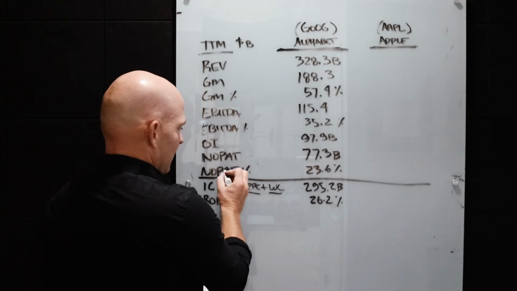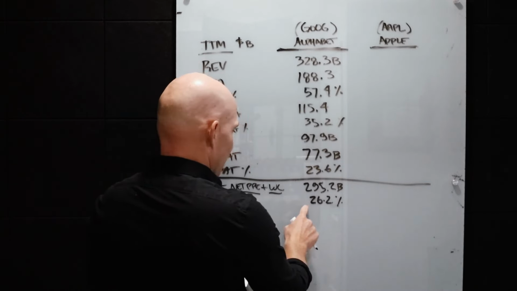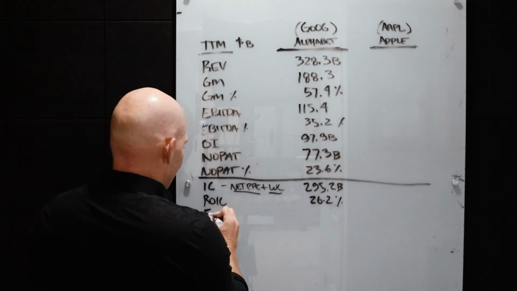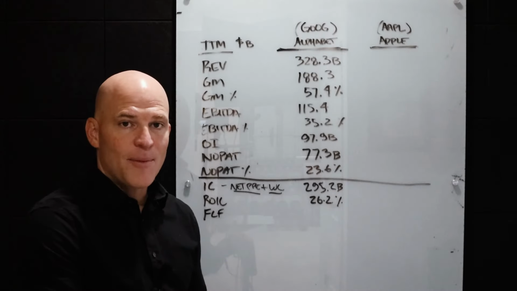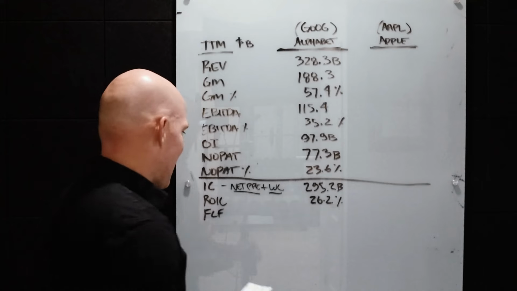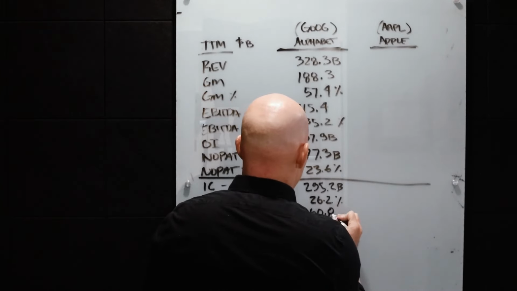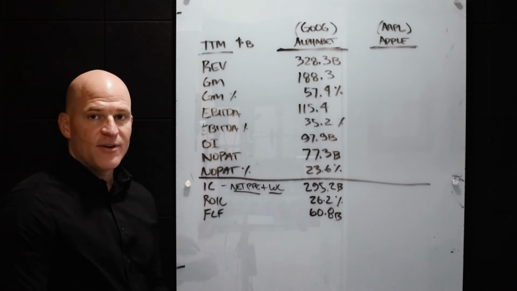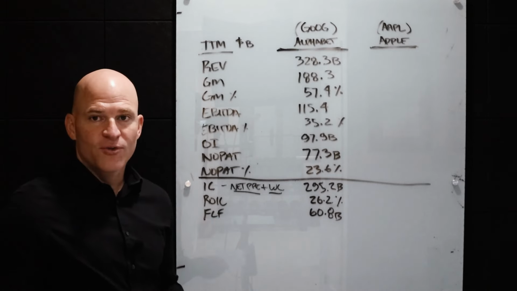Return on invested capital. Net operating profit after tax divided by invested capital gives us a return on invested capital of 26.2%. Then if we go over to the statement of cash flows and we look at free cash flow, which is computed by taking their cash from operating activities and backing out CapEx, capital expenditures, we arrive at $60.8 billion. This is the amount of cash that's available to either pay down their debt, return to equity providers, or to reinvest in the business.